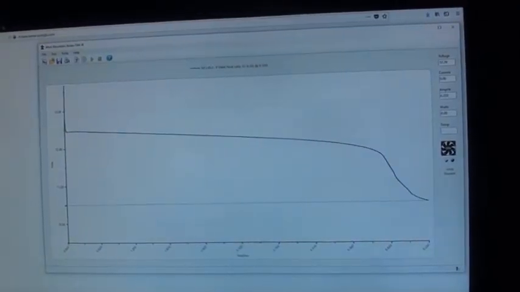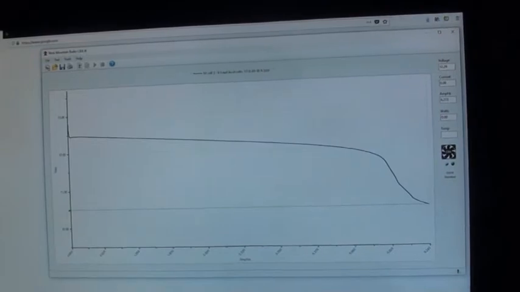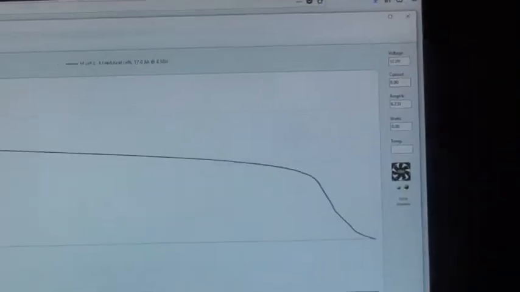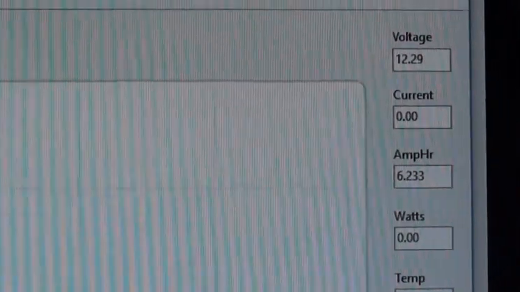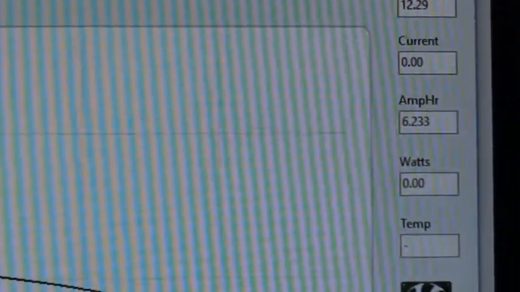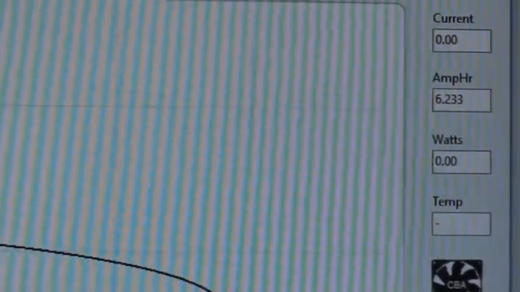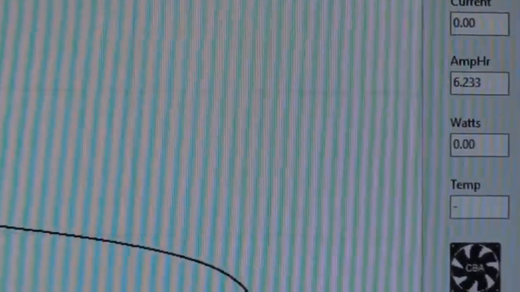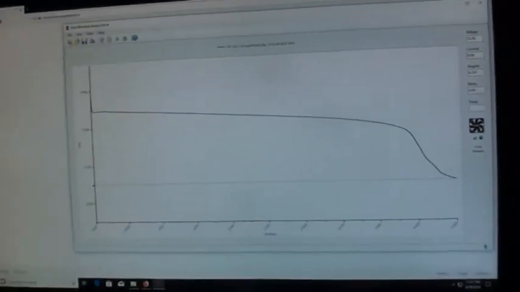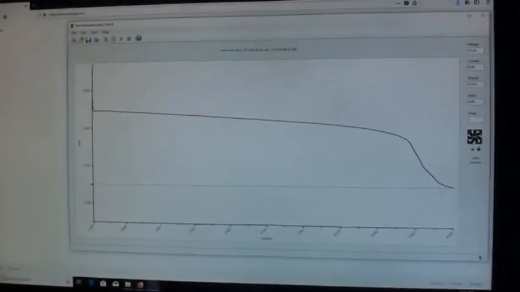All right, this is after test number 2. I dropped the load down to 50 watts. It was pulling 4.5 amps, and it put out 6.23 amp hours. About the same as yesterday, if not a little worse.